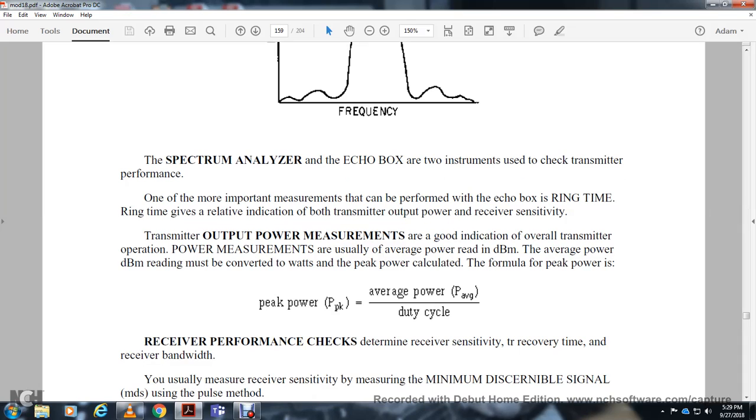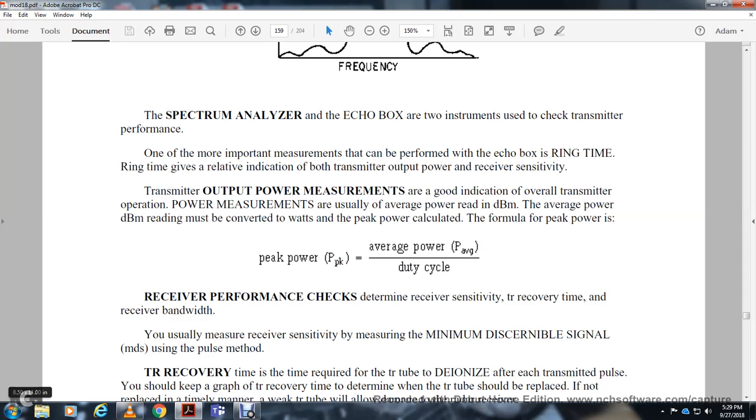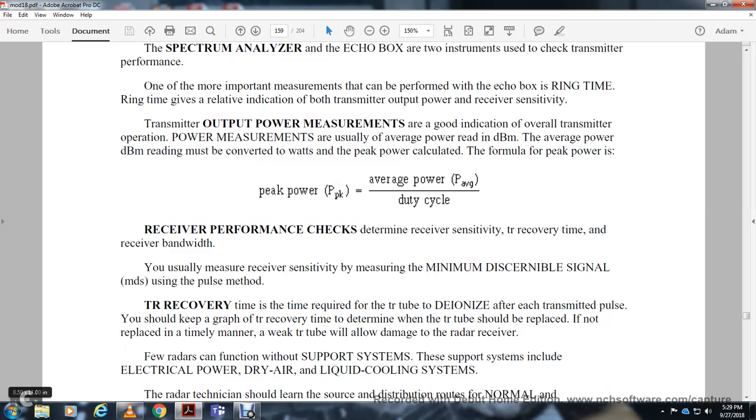Referring to the receiver, the performance check determines the receiver sensitivity, the transmit-receive recovery time, and the receiver bandwidth. Usually you measure the receiver sensitivity by measuring the minimum discernible signal using the pulse method. The recovery time of the transmit-receive tube is the time for the tube to recover after each of the transmitted pulses.